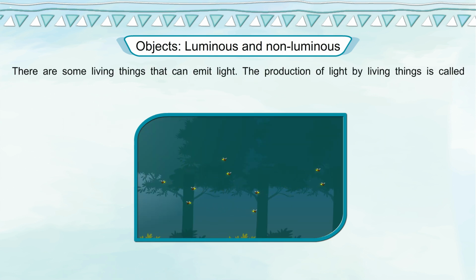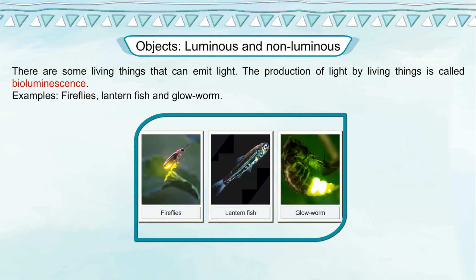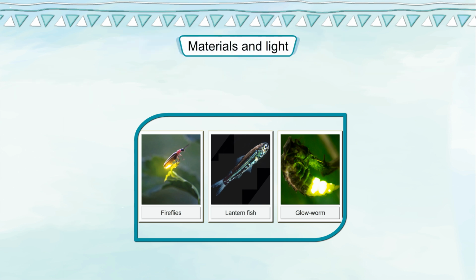There are some living things that can emit light. The production of light by living things is called bioluminescence. Examples: fireflies, lanternfish, and glowworm.